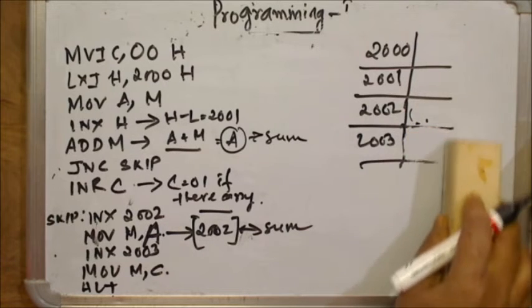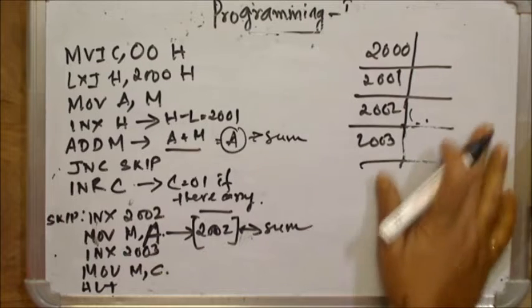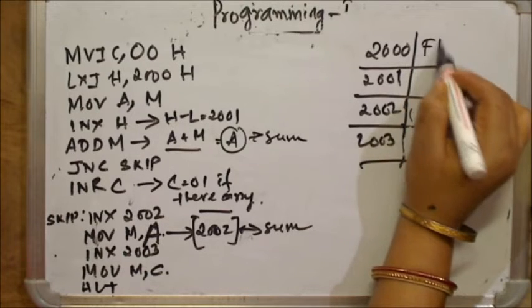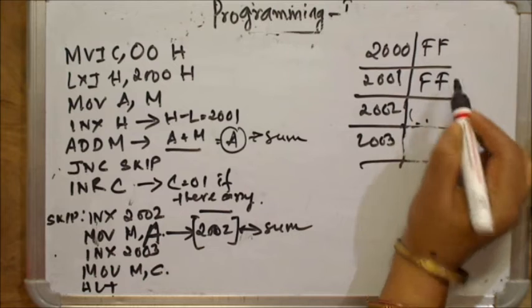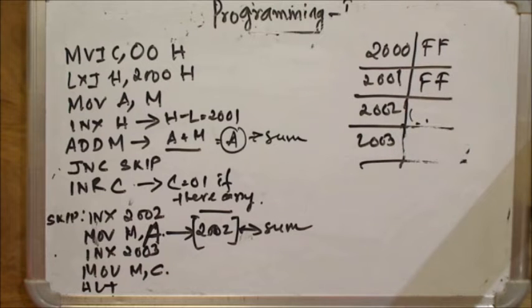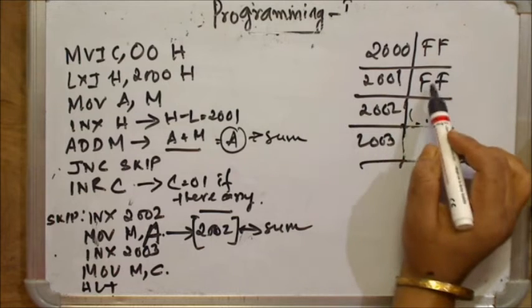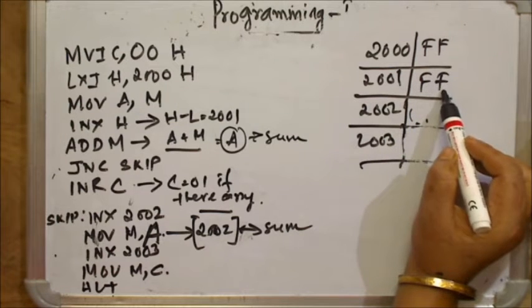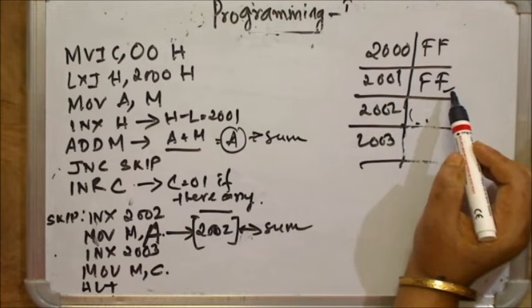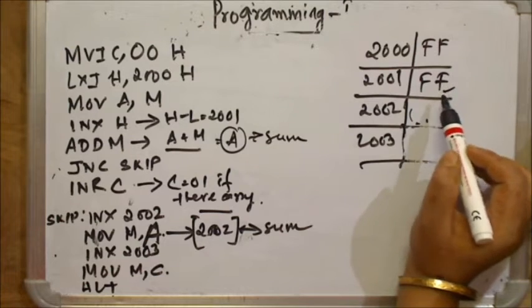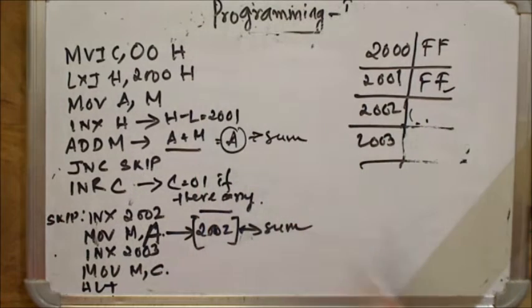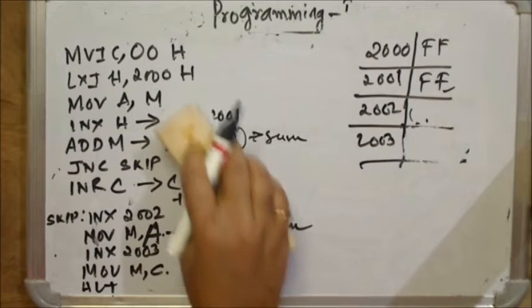So let us take 2 examples. First, let us take 2 data, the first data FF and FF. Let us store the number at memory location 2000, FF, and the second data at memory location 2001, FF. Now I have to add both the numbers. Now see what will happen.